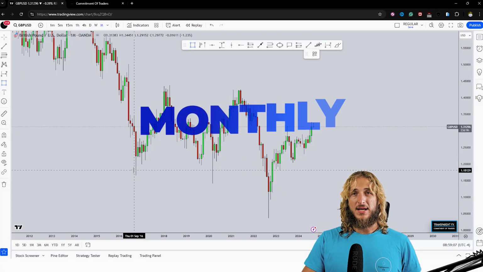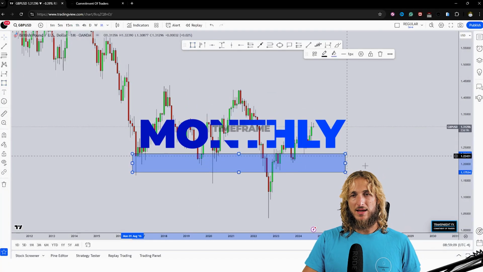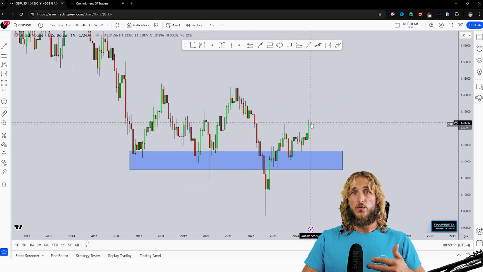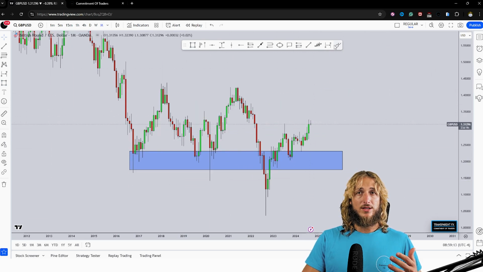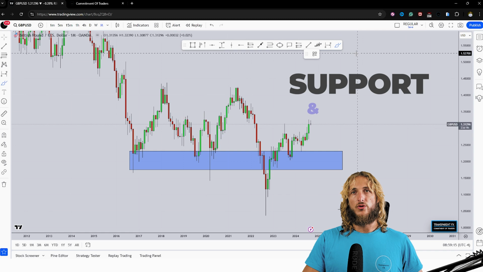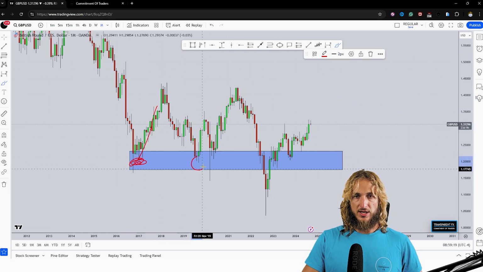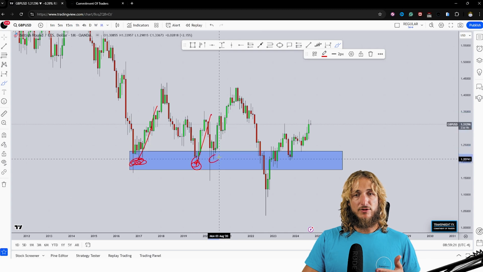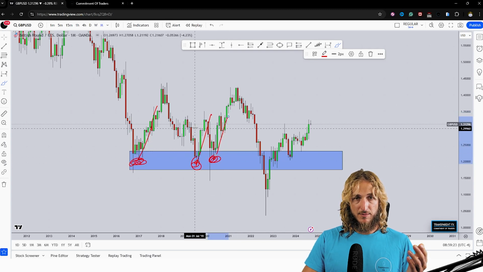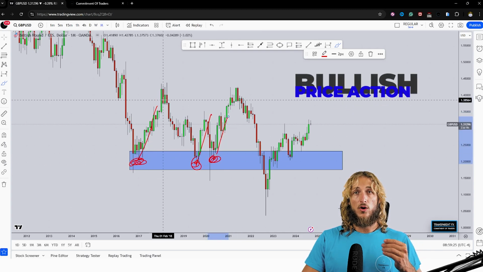Starting here from the monthly time frame, what we can see is that we have a market which is testing and rejecting to the upside a quite strong historical support and demand area. From here, in fact, multiple rejections to the upside have been created. As you can see, every single time that the market tested its zone in the past, it got rejected to the upside quite a bit.